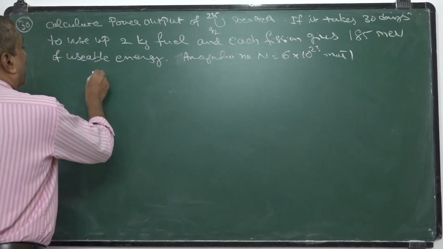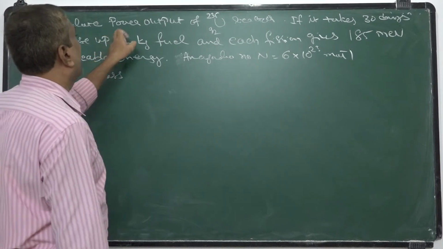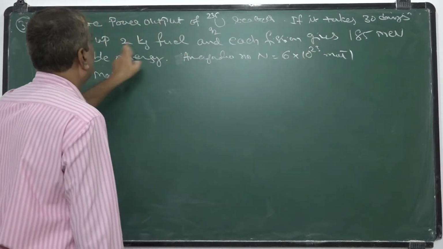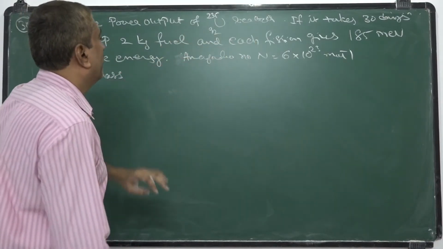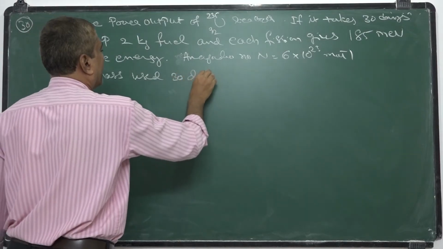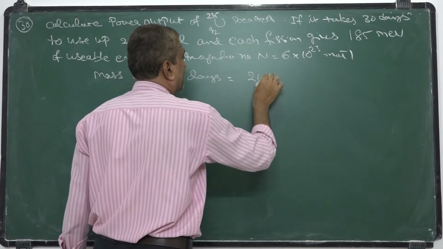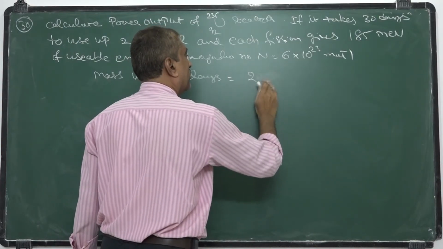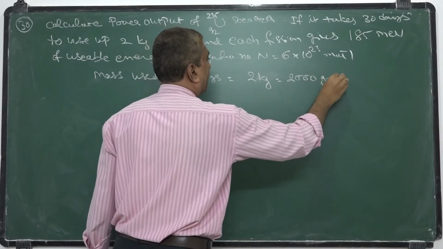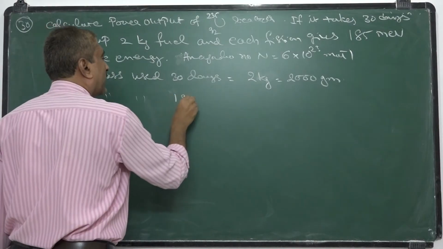Okay, mass used. Here you have to calculate the power output of reactor if it takes 30 days to use up 2 kg fuel and gives 185 MeV. So mass used in 30 days is equal to 2 kg, that is 2000 gram. Okay. Now mass used in 1 second.